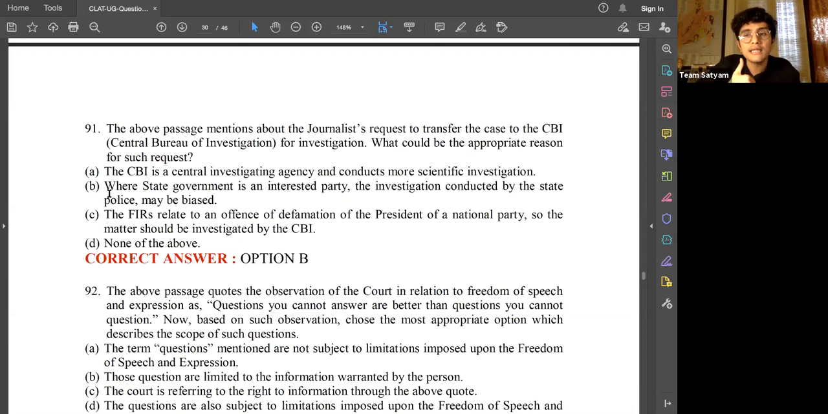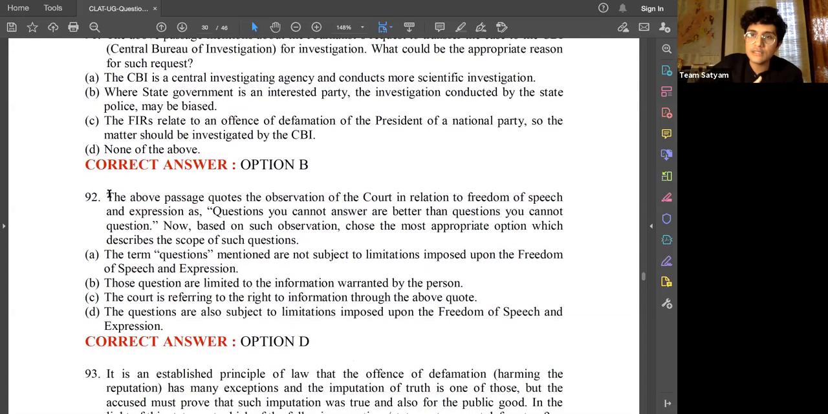First of all, that when there is a state government which is an interested party, which it was in this present case, that is the state of Maharashtra, which is not told to you in the passage, but you're required to be aware that in such situations the investigation can be biased. And secondly, that the CBI is the relevant authority to investigate matters where the possibility of a state government being biased is high. So the correct answer is correct, but the only point that we are trying to make is that this question could not have been answered on a mere reading of the passage.